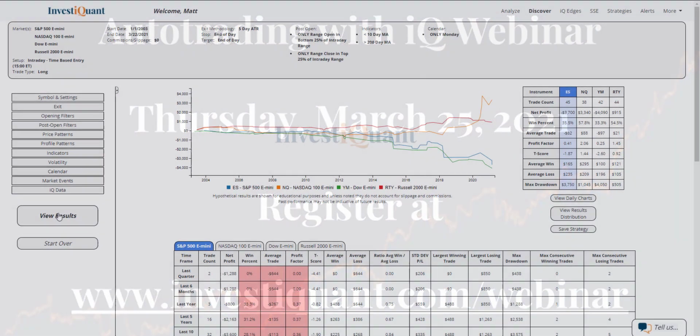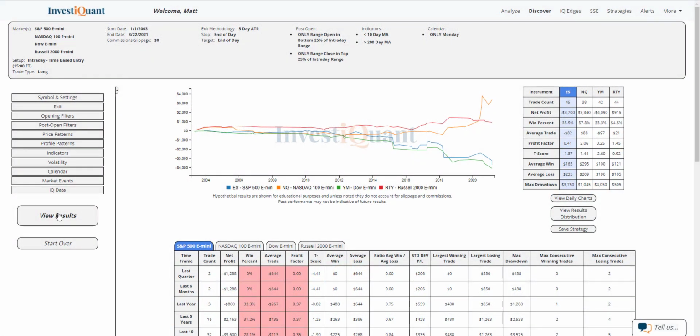And here we go. These are the results based upon entering the market long at 3 p.m. Eastern Time. If you have a trend day forming at that time where you've opened in the bottom 25% of the range and you're trading in the top 25% of the range at 3 p.m., this is taking place specifically on a Monday in an environment where you closed above the 200 but below the 10. So historically, we've got 45 samples in the S&P for this pattern. We've got 38 for the NASDAQ, 42 for the Dow, and 44 for the Russell.